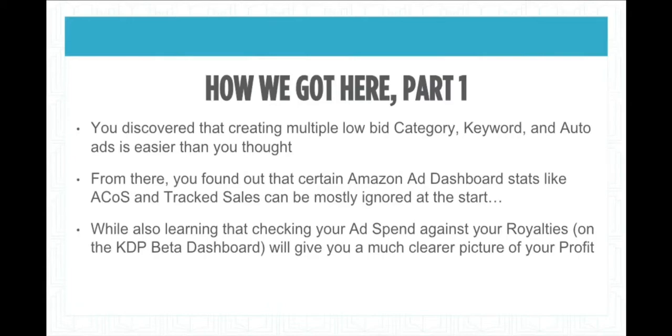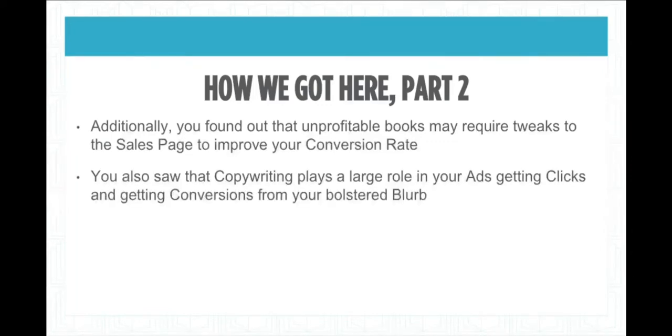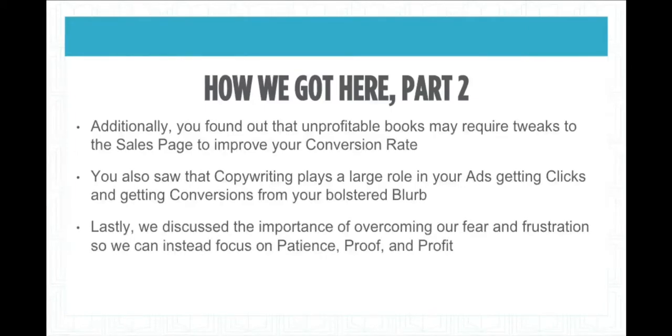You also learned that checking your ad spend against your royalties on the KDP beta dashboard is going to give you a much clearer picture of your profit. Next, you found out that the unprofitable books you've written may require tweaks to the sales page to improve your conversion rate. You also saw that copywriting plays a large role in your ads getting clicks and getting conversions from your bolstered blurb. And lastly, we discussed the importance of overcoming our fear and frustration so we can instead focus on patience, on proof, and on profit.